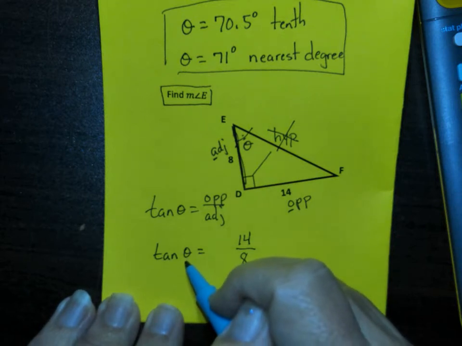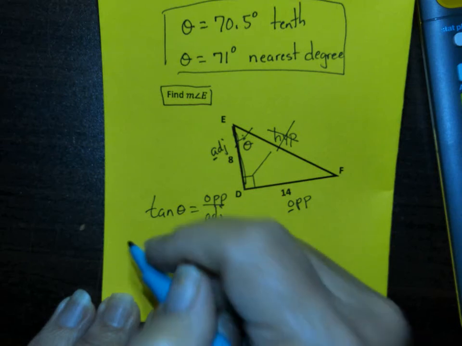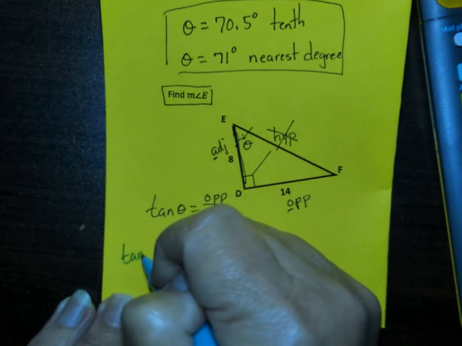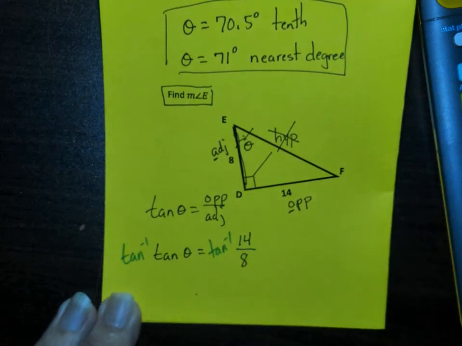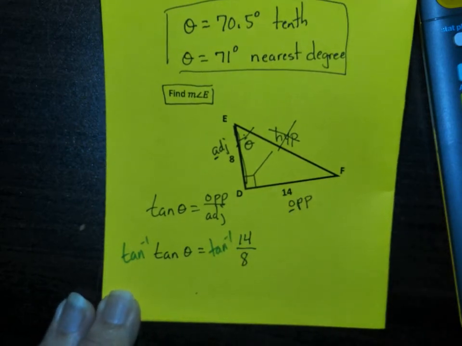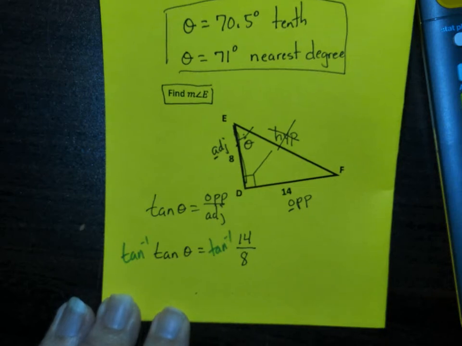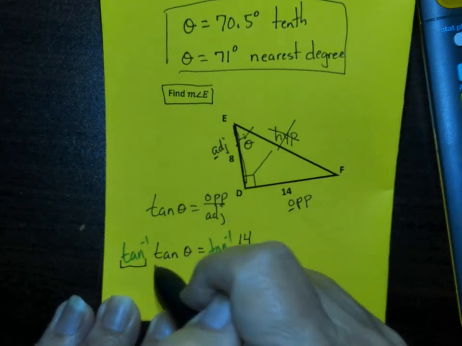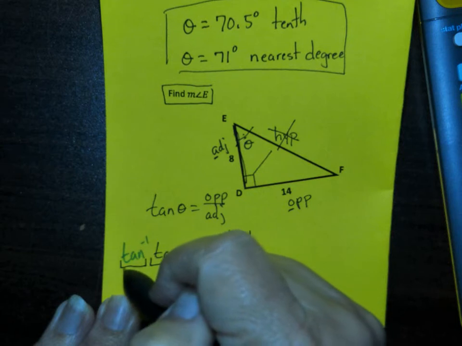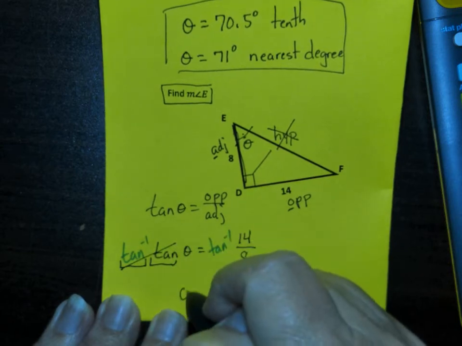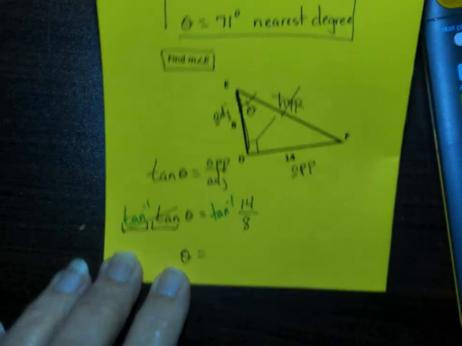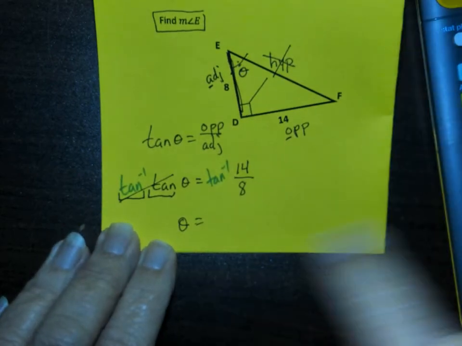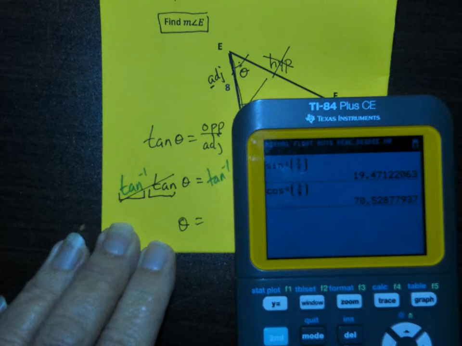Alright, I want to get this theta by itself. I need to get rid of tangent. Guess what? There's a thing called inverse tangent. Put it on both sides. Inverse tangent and tangent, those guys undo each other. Theta comes down by itself. Once theta's by itself, it's time to go to a calculator.